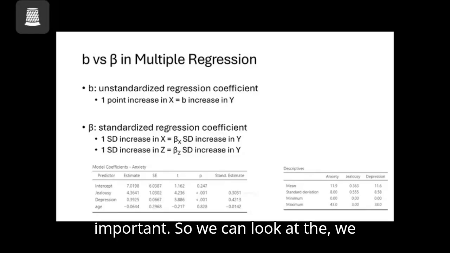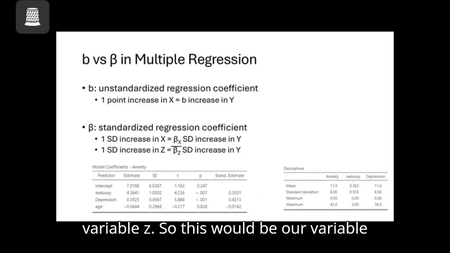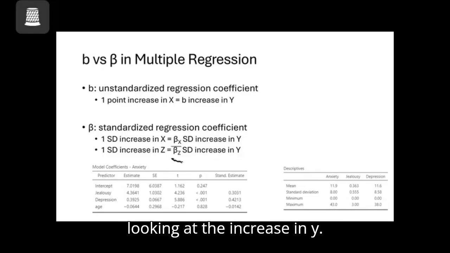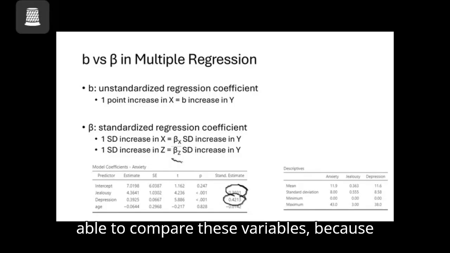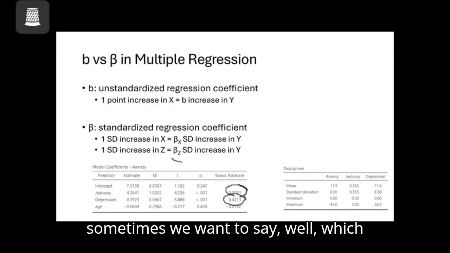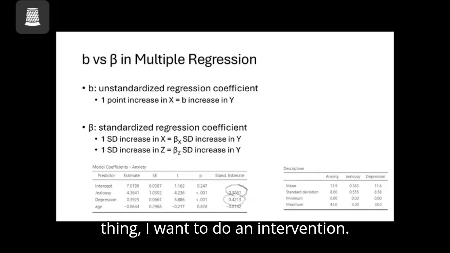So we can look at we have this beta for variable X and the beta for variable Z. So this would be our variable X, this would be our variable Z. We're looking at the increase in Y. And so that allows us to really be able to compare these variables, because sometimes we want to say, well, which one's more important, jealousy or depression? If I need to focus on one thing, I want to do an intervention.